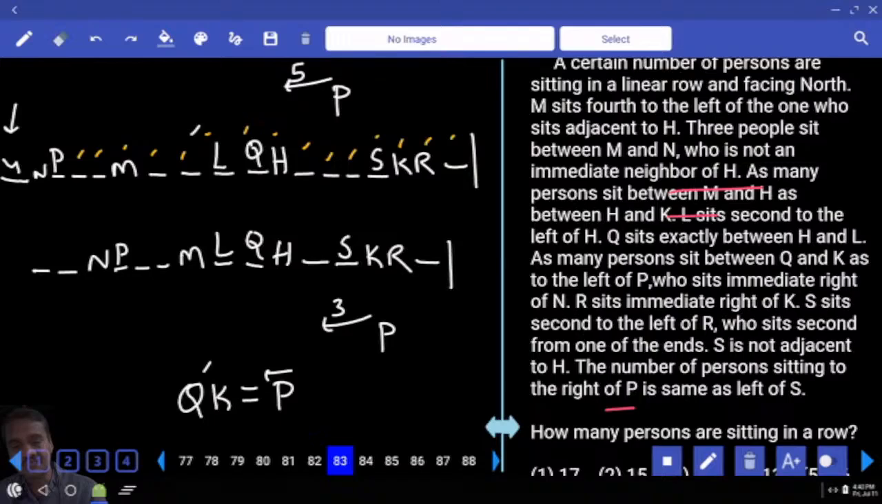Left of S, we need to have 15. 1, 2, 3, 4, 5, 6, 7, 8, 9, 10, 11, 12, 13. 13 plus 4 is 17. Is this condition valid? And this condition is invalid.